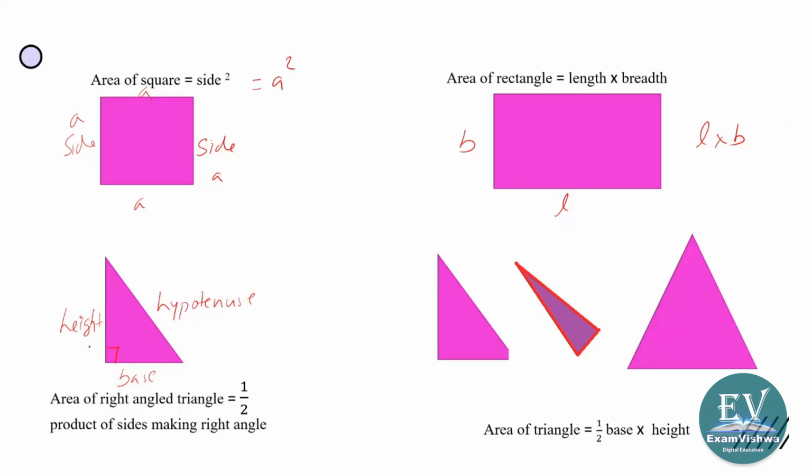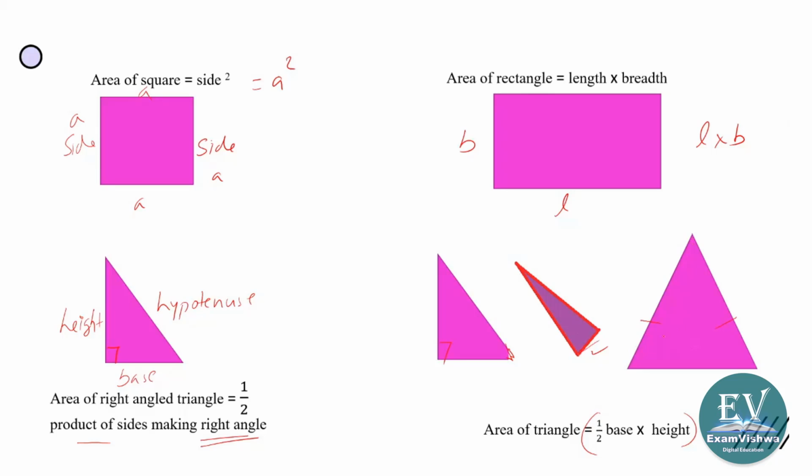Any one of the sides can be base and height, the perpendicular sides. The area is half the product of the sides making the right angle. This is the formula. When it comes to any triangle, this is a right angled triangle, this is an isosceles or equilateral triangle. For any triangle, the formula is half base into height, where the base is any one side, and the height is the perpendicular drawn from the opposite vertex to that side.